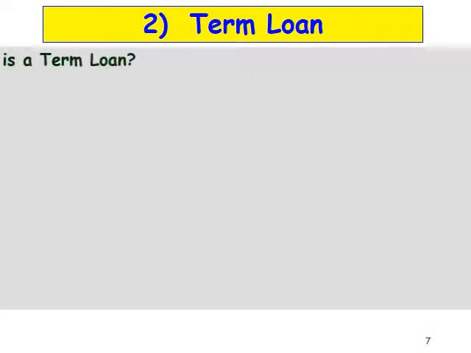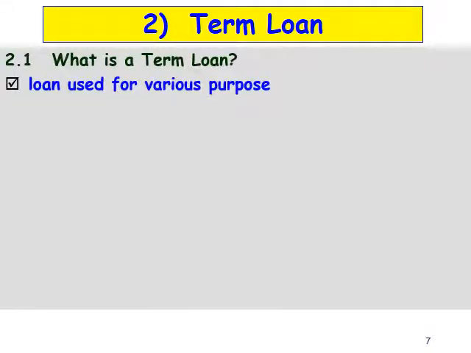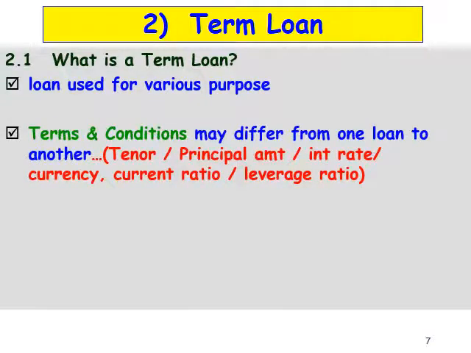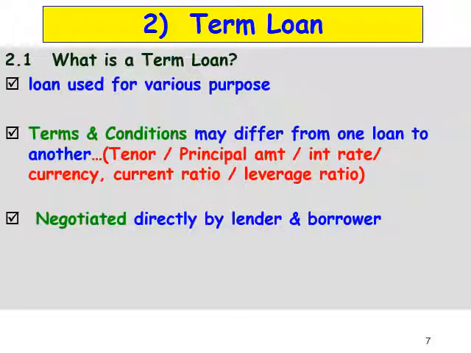Term loan. What is a term loan? A loan used for various purposes. Terms and conditions may differ from one loan to another, such as tenor, principal amount, interest rate, currency, current ratio, or leverage ratio. It is negotiated directly by lenders and borrowers.